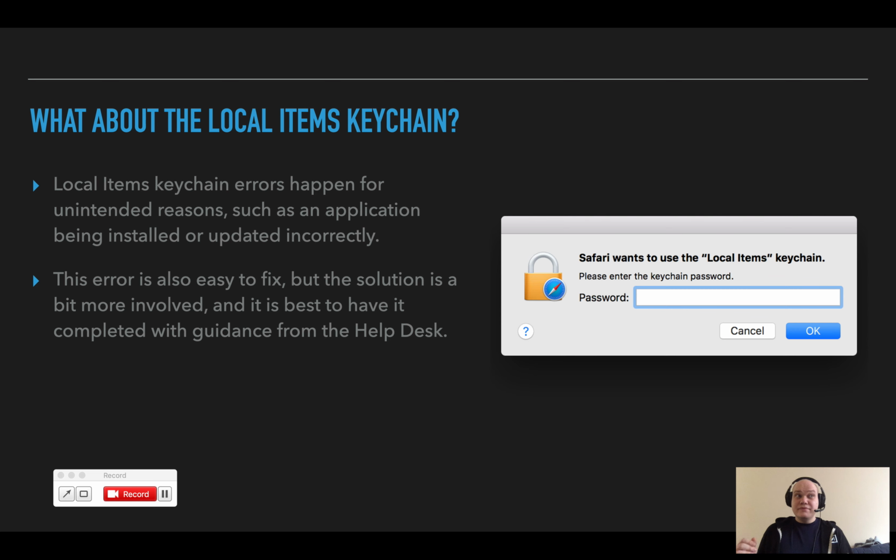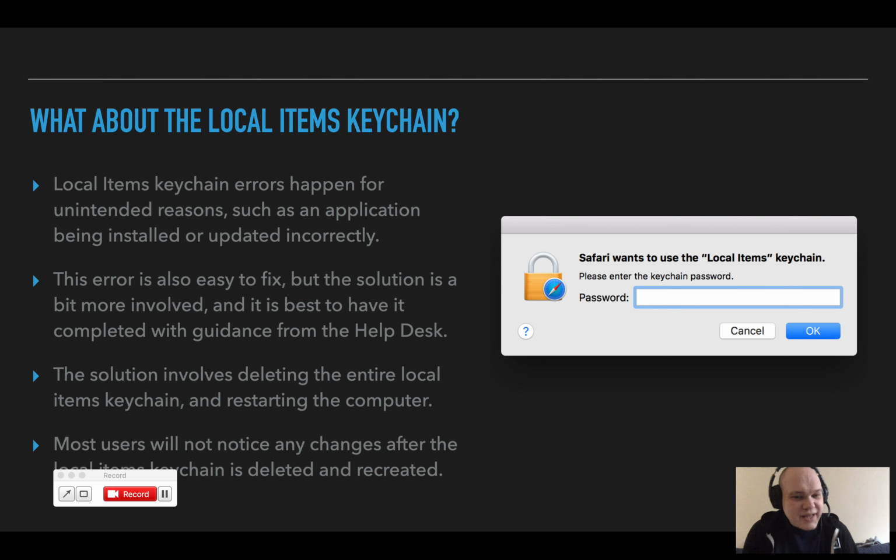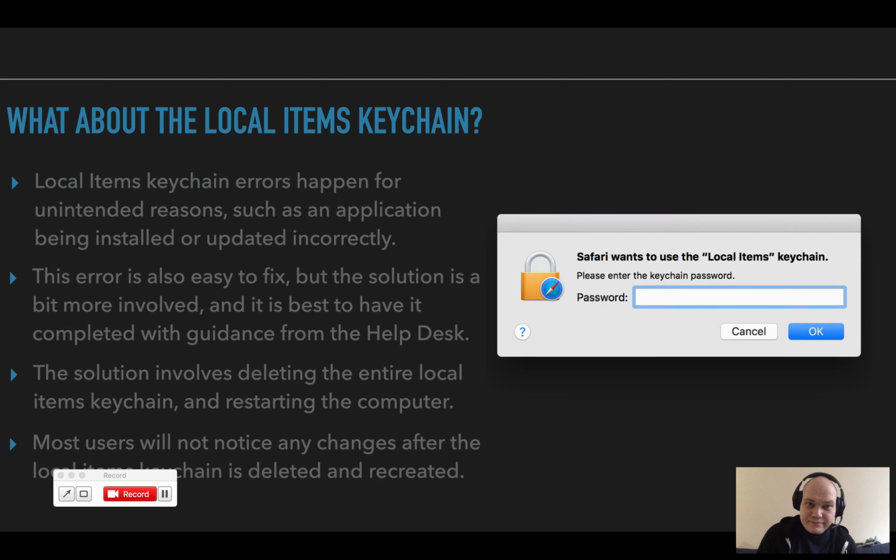It's not a very long process, but it's one where it takes you into some places where you could potentially make things not work on your computer. So it's best, if you aren't familiar with how the library of the Mac works, to have a little bit of help in this process. The solution involves deleting the entire local items keychain and restarting the computer, just like the other one we just talked about. Now, with the local items keychain, most users will not notice any changes after it's been deleted and recreated.